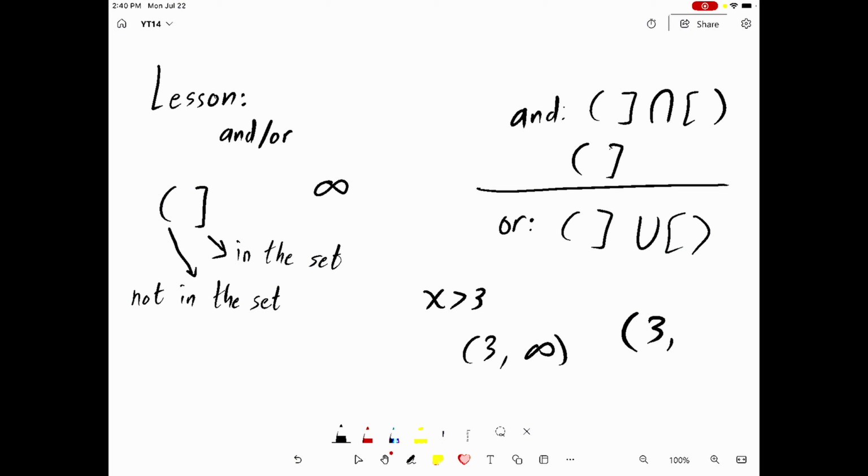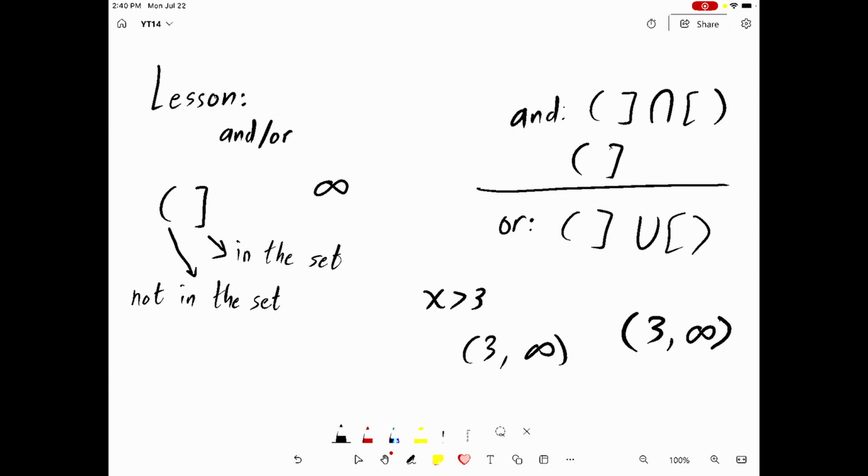And whenever we have negative infinity or infinity, we're always going to have the bracket on the right side. Some people call it parentheses. I just call it bracket. And for our second one, it's in the set. So what we're trying to say here is, let's say it was greater than or equal to 3. It would be, instead of that, we would have 3 with the parentheses and infinity with the brackets.